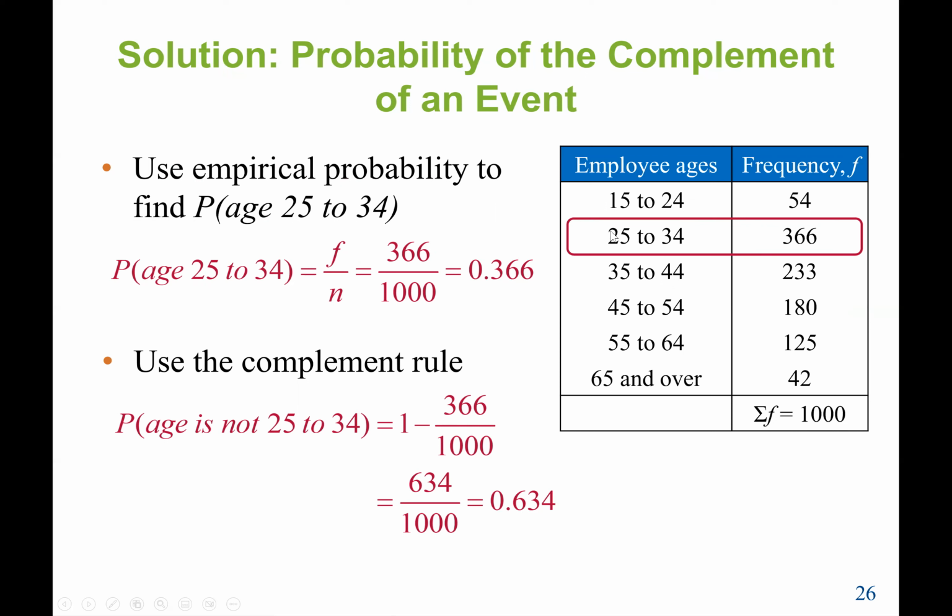So I'm looking for the probability that it's not 25 to 34. Okay, so I can find the probability of 25 to 34, and the answer I get, I will subtract from 1. Or another option here is that I'm going to add all the values. So all the employees are 1,000. So I'll say 1,000 minus 366, divided by 1,000, and that should give you 0.634 also.